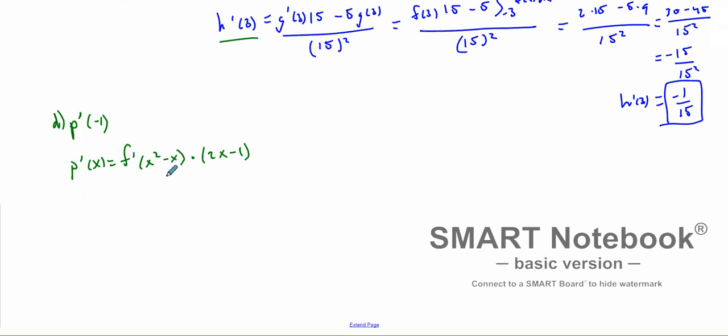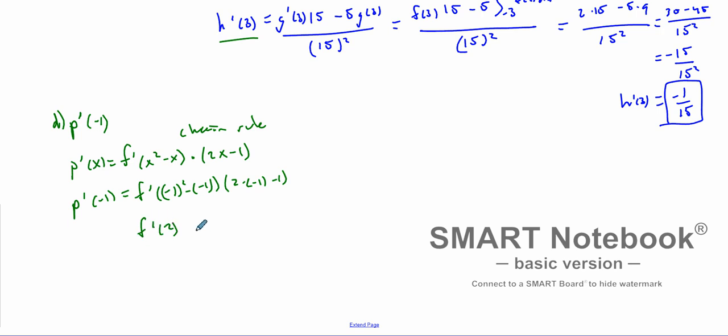Well, now, once we have that, using chain rule, we're then going to figure out what p prime of -1 is. To find p prime of -1, I'm going to plug in -1 in here. -1 squared is 1, so -1 squared minus -1. And then we're going to put that in there. So 2 times -1 minus 1. All right, so let's see. We have 1 plus 1 is 2, so we have f prime of 2. And then we have 2 times -1, which is -2, minus 1 is -3. And that's going to equal p prime of -1.